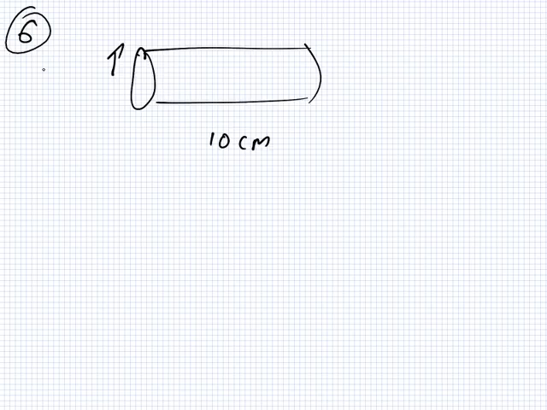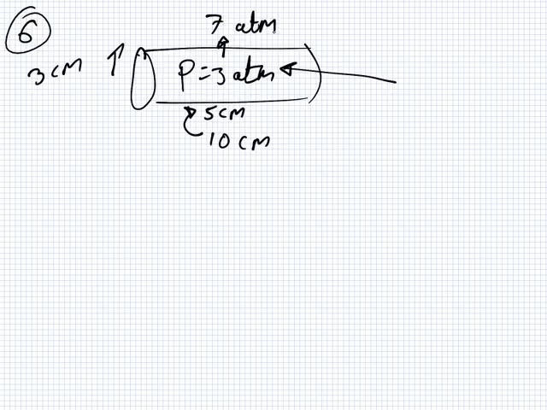The gas in a cylinder with radius 3 centimeters and length 10 centimeters is under a pressure of 3 atmospheres. A mechanical arm pushes down the cylinder and thus reduces its length to 5 centimeters while increasing the pressure to 7 atmospheres. How much work was done by the arm and what was the force exerted by the arm? It increased to 7 atmospheres.